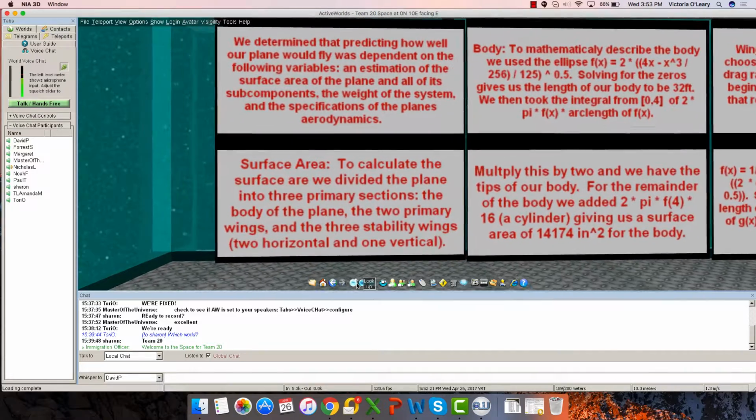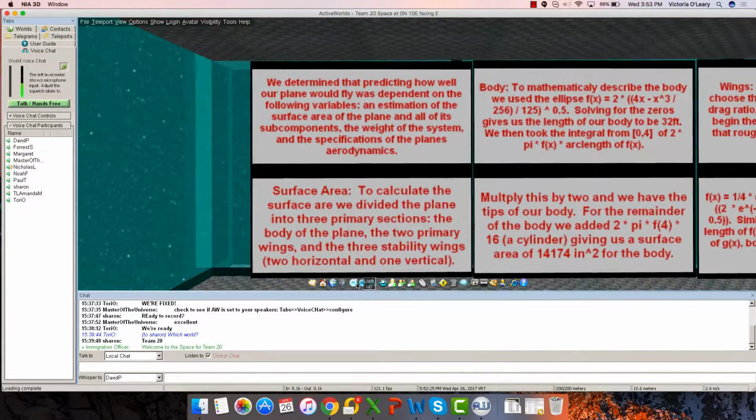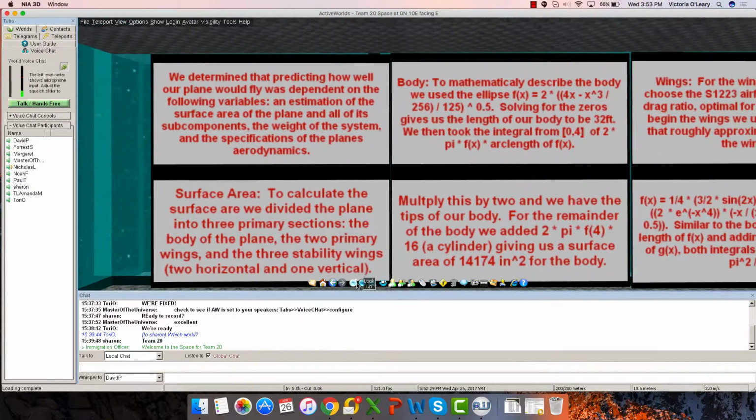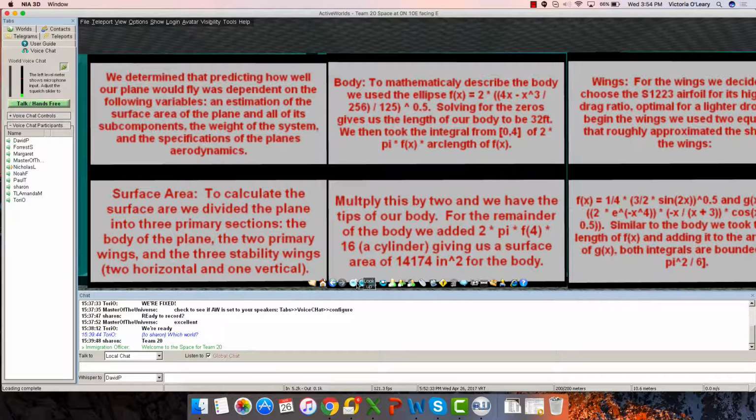So to begin, we needed to get dimensions and more exact specifications for the plane. So we need to identify wingspan, body length, and the airfoil that we're going to need for the wings. So we gave each wing a length of 40 feet, giving us a rough wingspan of 80 feet. And our body length was 32 feet.